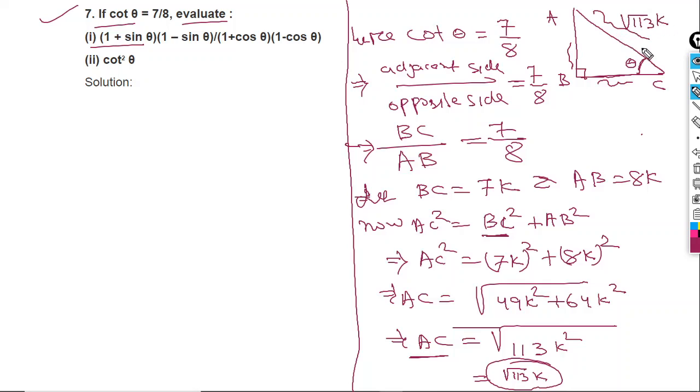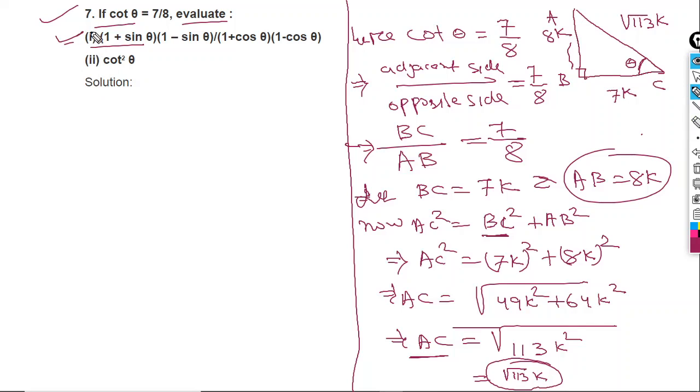This is the value of AC, and AB you can find it here. AB is 8K. You can write 8K here, and BC is your 7K. Okay, we have found the value of these sides. We'll draw it again. So now we will find this one.